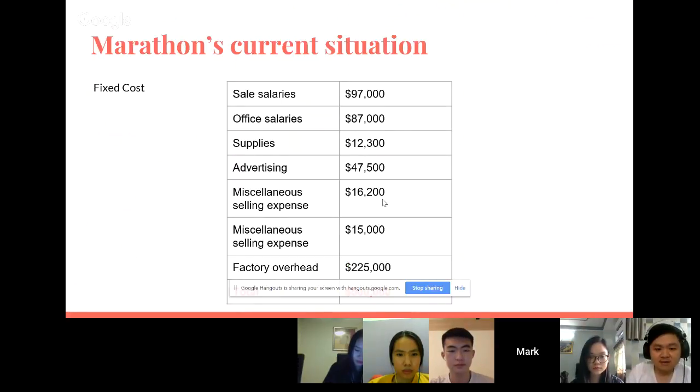Moving to the fixed cost. The fixed costs are those costs which remain unchanged in spite of a change in volume of output or in the level of activity. There are 7 fixed costs in the corporation, which are sales salary, the office salary, supplies, advertising, miscellaneous selling expense, and the factory overhead. So the total fixed cost is $500,000.